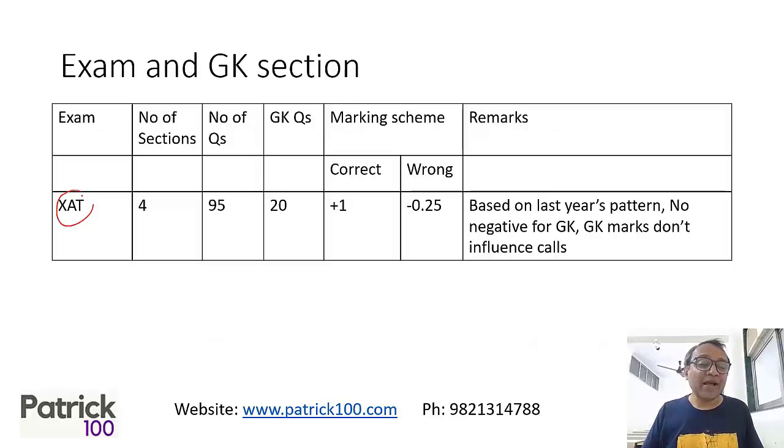SNAP exam has 4 sections of 95 total questions, of which 20 questions are GK. But GK is not considered for giving a call. So technically GK is not very important as far as SNAP is concerned because the marks are not considered when they give out a call. Your percentile is purely based on the rest of the 75 questions. For the GK section there are no marks, and there is no negative marking also. Understand there is no negative mark and it is not used for calls. So technically you can answer all the questions, you will get some percentile.